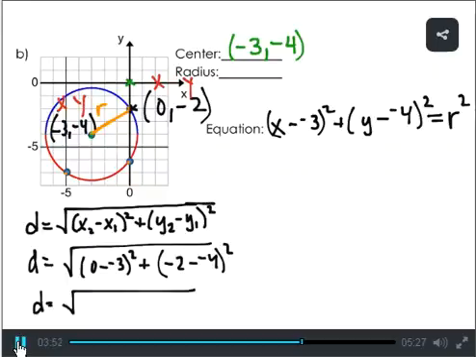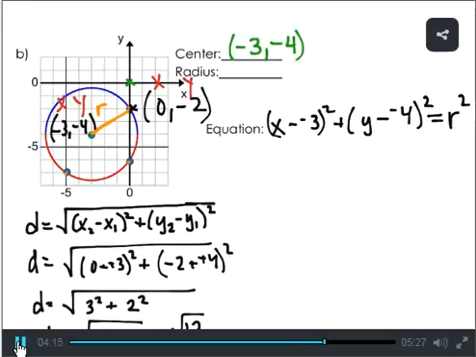Okay, so then the distance is going to be 0 minus negative becomes 0 plus 3. So 3 squared plus, that becomes plus plus, so I've got 2 squared. So 3 squared is going to be 9. 2 squared is 4. 9 plus 4 is radical 13. So the distance is radical 13.